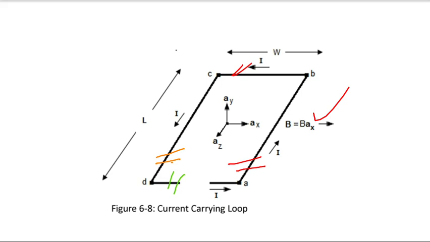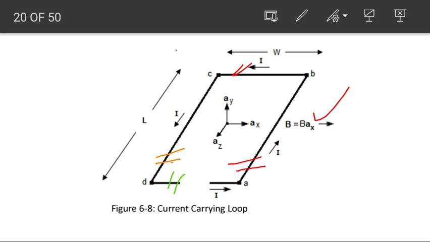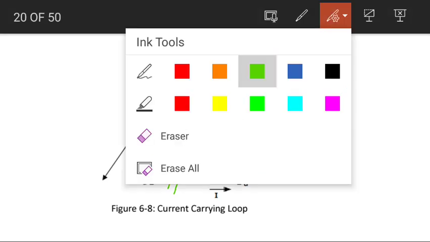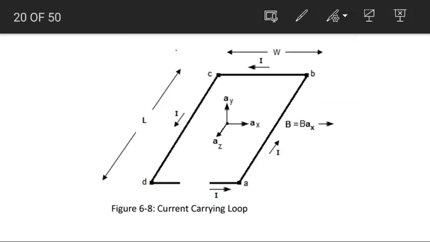So you see, we consider side AB of this current carrying loop. The current is in the direction of the unit vector minus az. So the current in this side is in the direction of the unit vector minus az.